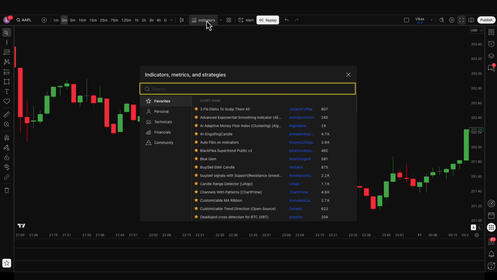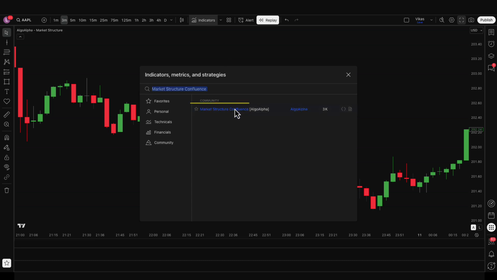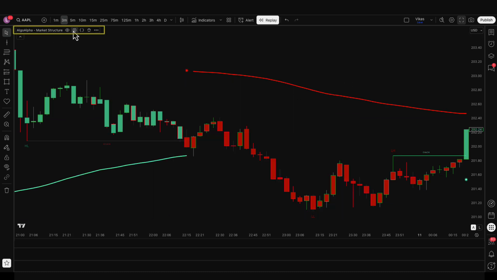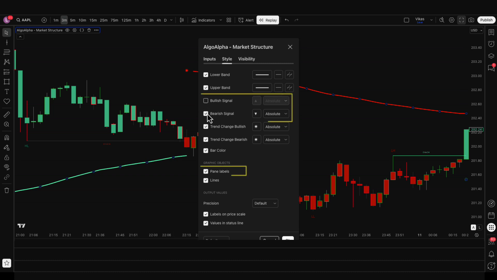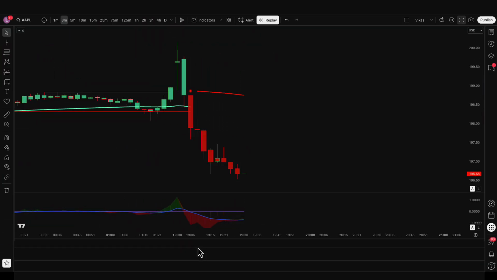First of all, we will search the market structure confluence indicator in the search box of TradingView. After that, we have to click on the market structure confluence option, in which we have to change some settings. We need to hide these options. We have to change this time horizon option from 10 to 9. We need to hide these options. We have to change this ATR length option from 14 to 13. We have to change this volatility multiplier option from 2 to 1.1. After this, we will understand the next trading setup on the chart.